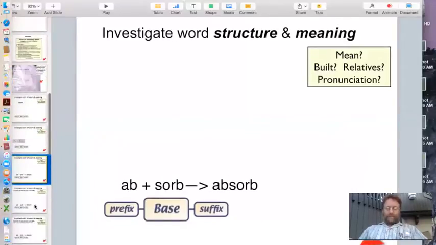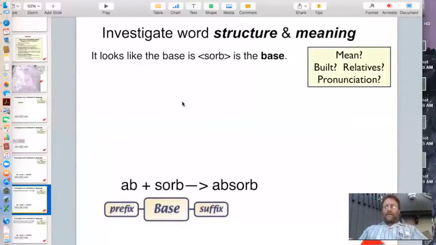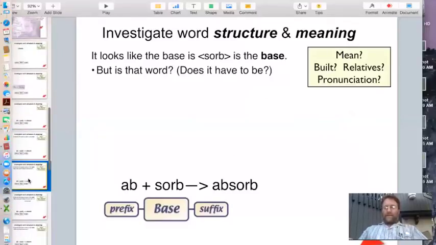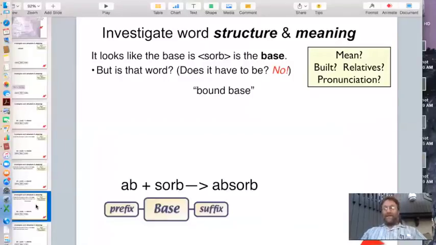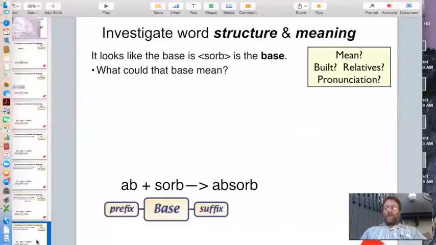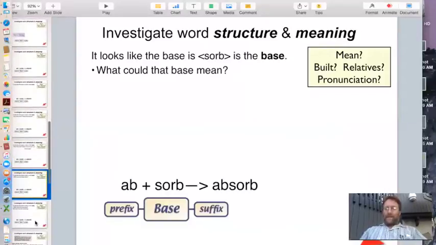If it's true, it looks like SORB is the base, but that raises other questions. Is SORB a word, and does it even have to be a word? One of the amazing things working with grade 2s at Webb is that they instantly said, well, it could be a bound base, of course. So it doesn't have to be a word. That wasn't a problem. This still would be possible. But what could that base mean?